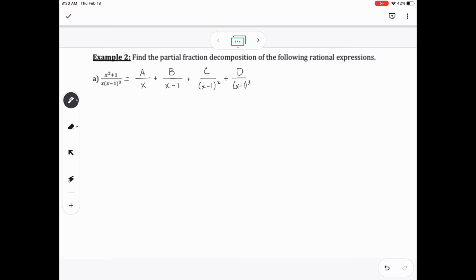Now notice x is not repeated, so it gets its own fraction still, but I'm only going to write one fraction to represent it. But then from there, the process is exactly the same as what we did with just distinct linear factors. So I'm going to multiply both sides by a common denominator, which is x times x minus 1 cubed in this case. Then from there, I can get the following equation.